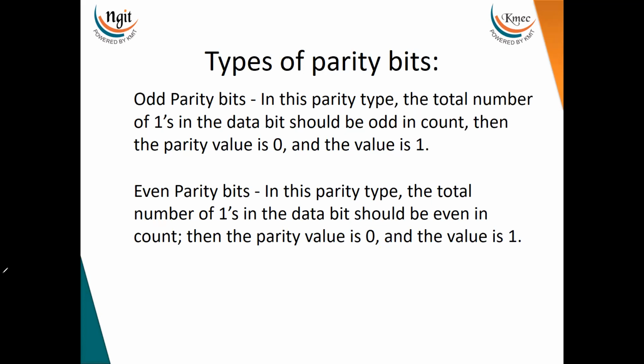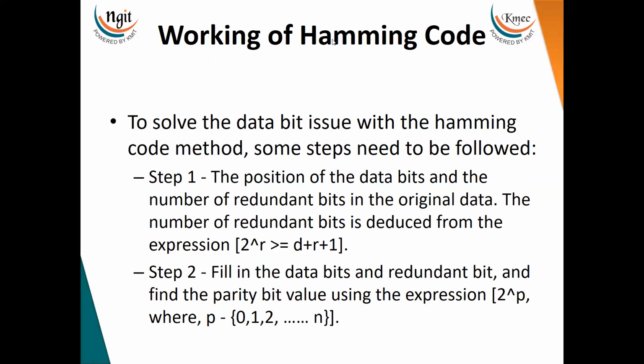Next, how does the Hamming code work? To solve the data bit issue with the Hamming code, we'll see some methods to be followed. First step: determine the position of data bits and the number of redundant bits in the original data. We have to see the position of bits and the number of bits in the original data, and the number of redundant bits is deduced from the expression 2^r = d + r + 1. Then fill in the data bits and redundant bits and find the parity bits.